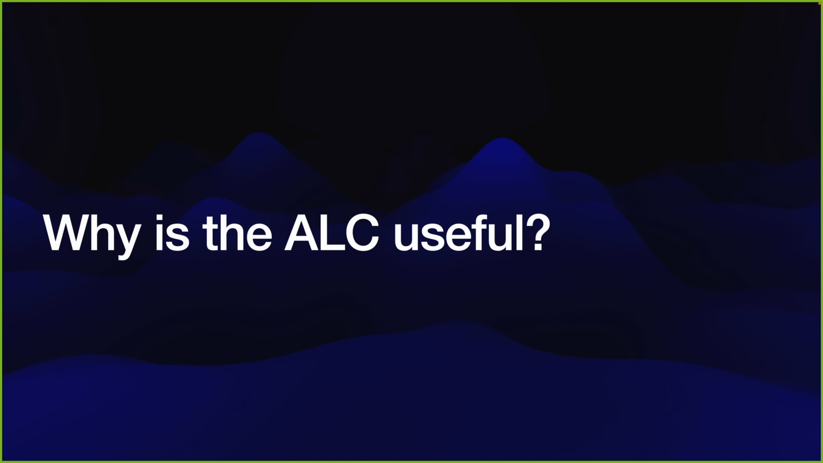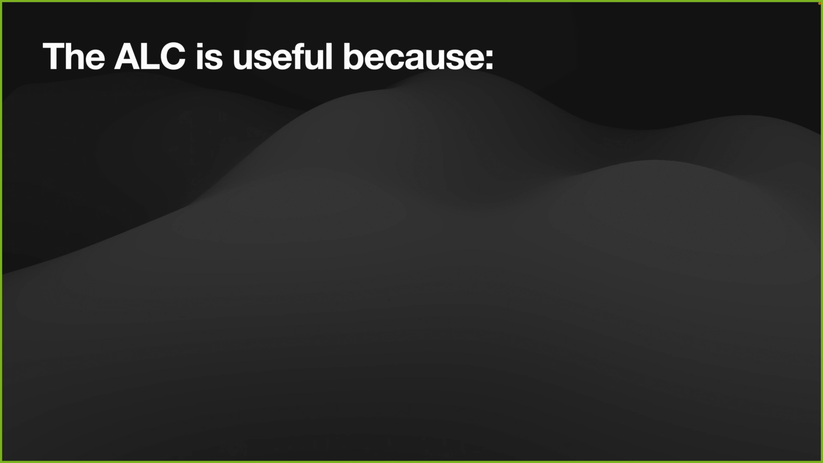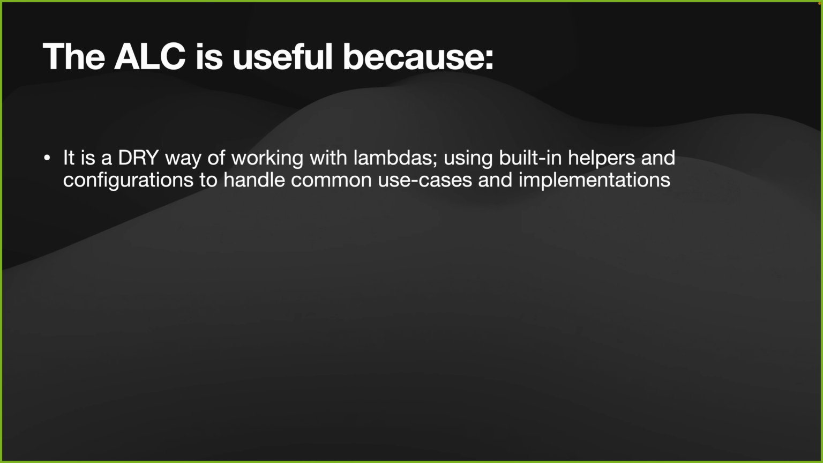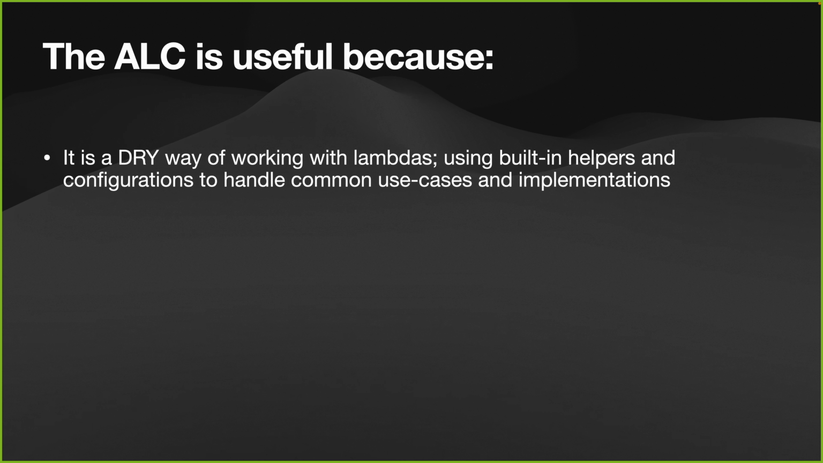So why is it useful? Well, it's useful for a lot of reasons, right? Primarily, it's useful because it's a DRY way of working with Lambdas. Those of you who have worked with Lambdas extensively know that you're constantly doing the same things over and over again. And so this is meant to make some of those common use cases and implementations built in. That way you don't have to write code and share code or write new packages and share new packages. It's all built into the ALC and allows you to just do it yourself, or do it with a single line of code or configuration.